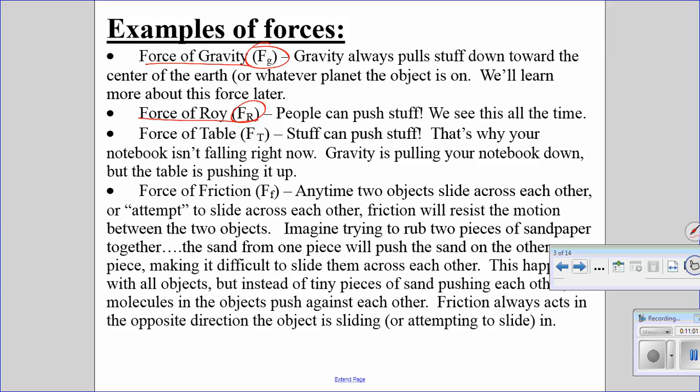Okay? We will learn more about that a little bit later on, but for now I'm going to leave it at that. On a molecular level, nothing is perfectly smooth, so the two surfaces kind of bump against each other. Cool?